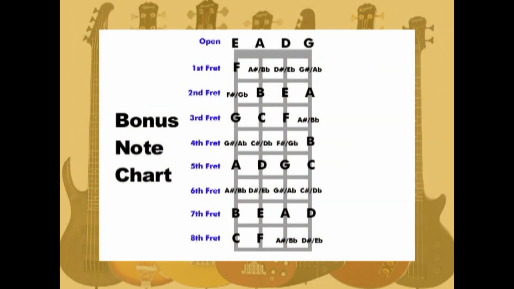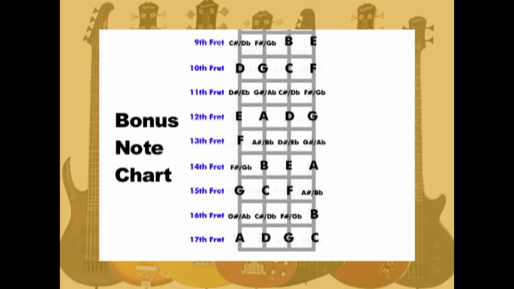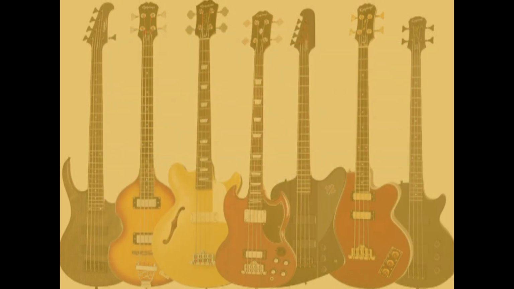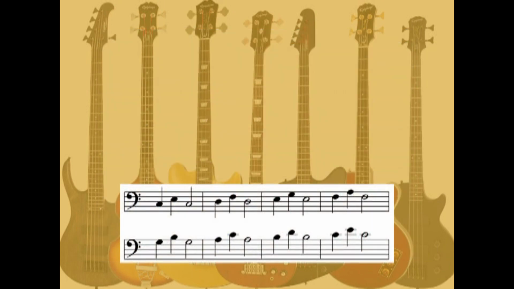If you would like to spend some time exploring the locations of duplicate notes on the bass guitar neck, visit the bonus stills section of this video and view the fretboard note charts. This will give you an overall visual of how musical notes repeat themselves on the fretboard. Now let's play our third intervals with a tempo.